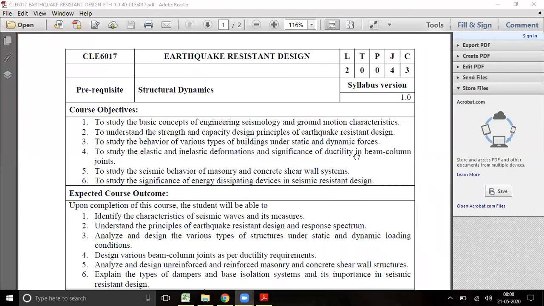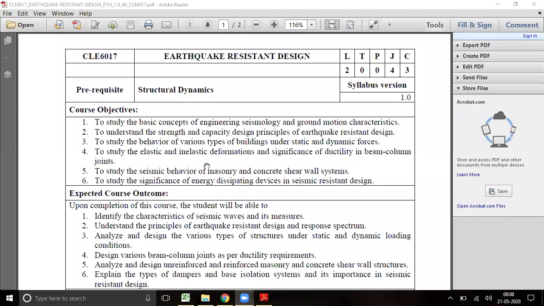So the dynamic nature of the earthquake will be converted, for ease of analysis, to a static force. That is the equivalent static force. So under different static and dynamic forces, how these types of buildings will behave, all that we will be studying in this course. That is our third objective.